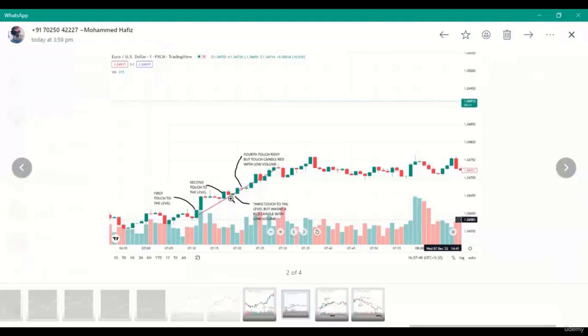Okay, third task. But that candle wasn't a red candle, the one that touched the line? Which candle? The candle that touched the line. It was a green candle. The green candle, yeah. The red candle didn't touch this level. Yeah, this one.